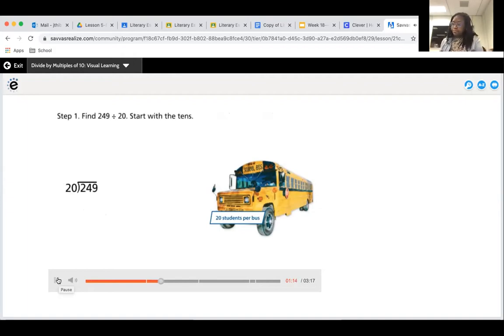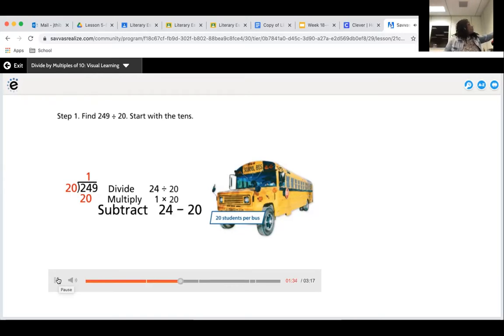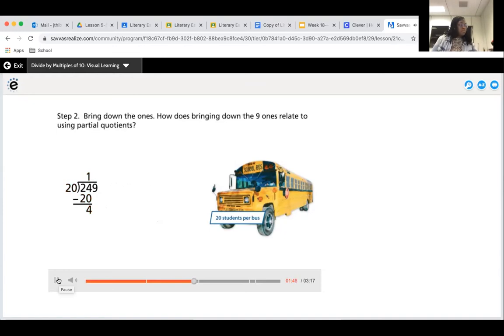Step 1. Find 249 divided by 20. Start with the tens. Divide. 24 divided by 20. Multiply. 1 times 20. Subtract. 24 minus 20. Compare. 4 is less than 20. Step 2. Bring down the ones. How does bringing down the 9 ones relate to using partial quotients?